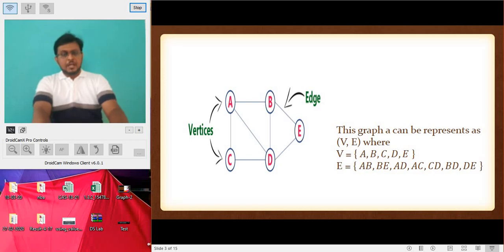A graph can be mathematically represented as a set of vertices and edges. It is represented as a set (V, E), where V is the set of vertices. In this case, it is A, B, C, D, E, and E is the set of edges. In this particular graph, the edges are AB, BE, AD, AC, CD, DE, and BD. These are the different edges within this particular graph. So a graph means a set of vertices and edges.